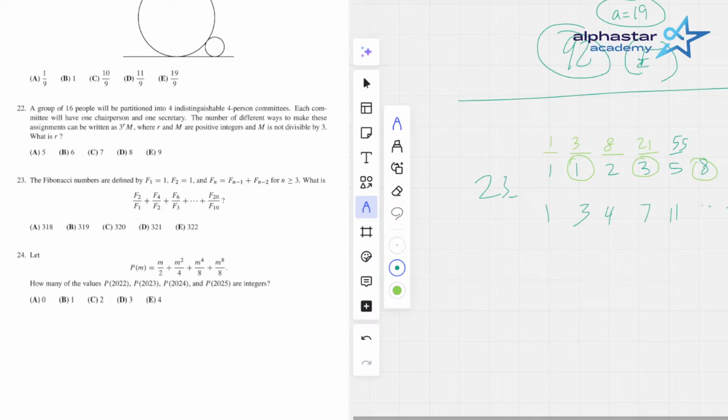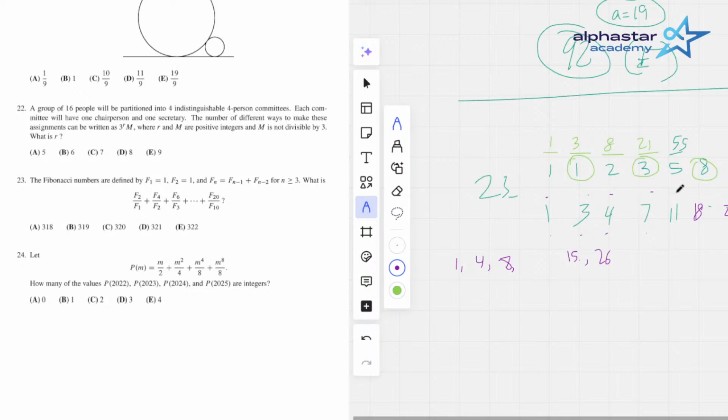Is there a nice form for the sum there? Let's see. 1 plus 3 plus 4 plus 7 is 15. Plus 11 is 26. So it's 1, 4, 8, 15, 26. So I guess there's no easy formula, but it's not too bad to just compute it.